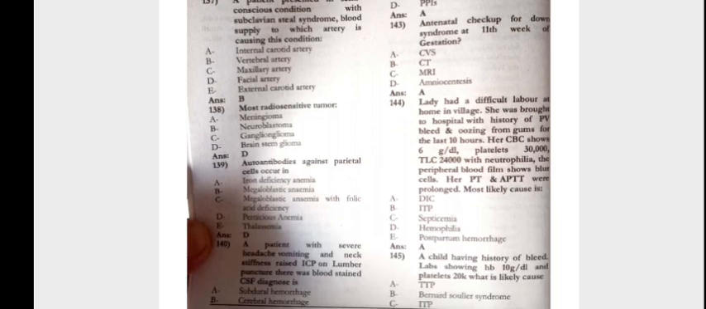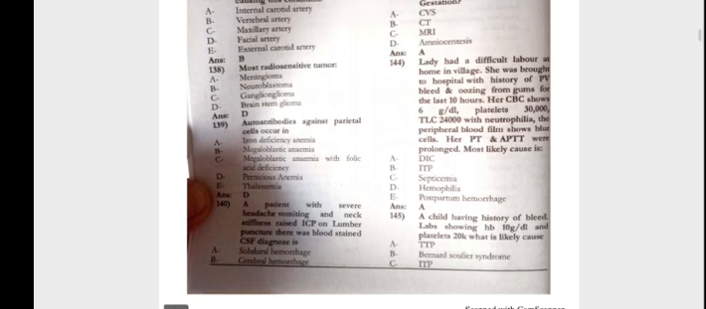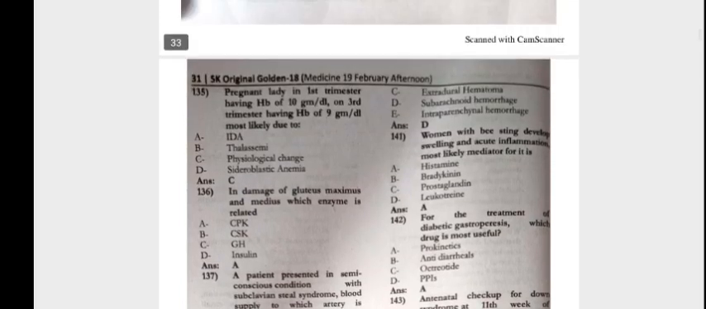The most radiosensitive tumor is the brainstem glioma. Autoantibodies against the parietal cells occur in the pernicious anemia. The patient with the severe headache, vomiting, and the neck stiffness, raised ICP on the lumbar puncture. There was blood stained CSF. Diagnosis is, that is the subarachnoid hemorrhage.